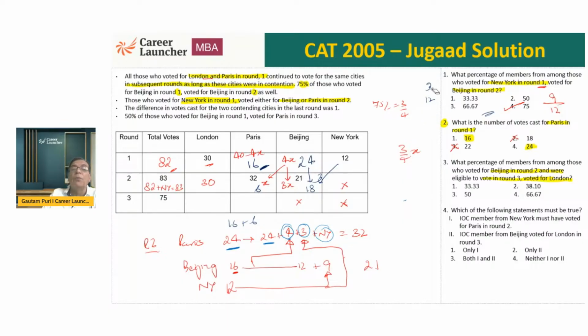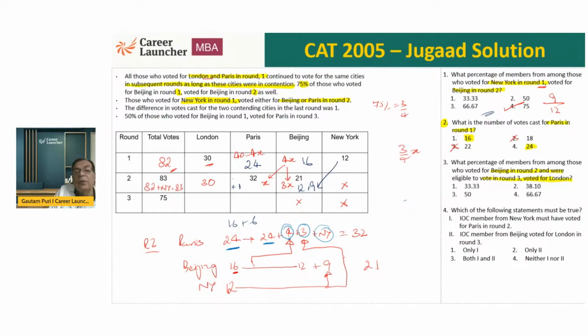Okay. Now, I just wanted to showcase, had you picked up not 24 but 16, what would have happened? Okay, so if this is 24 and 16, 3x is equal to 12. And that means from New York, you will get another 9. That means out of here, you will get 4. 24 was the original one.